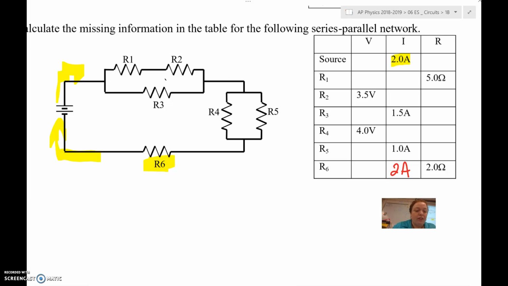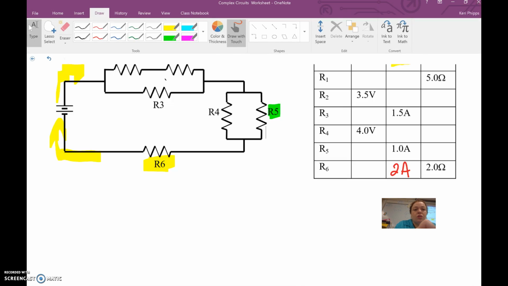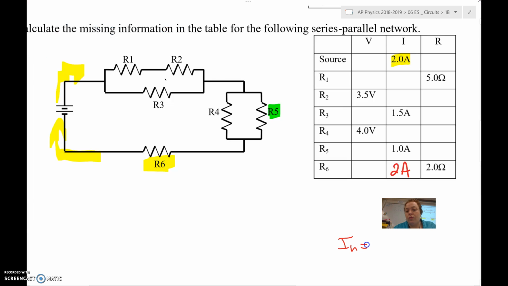Now the next current they give us is R5, with 1 amp. Now if current in is equal to current out, in this case we know that the out was 2 amps and one path was 1, so by definition we can figure out what the other is. Literally 1 plus 1 is 2. So this is 1 amp.